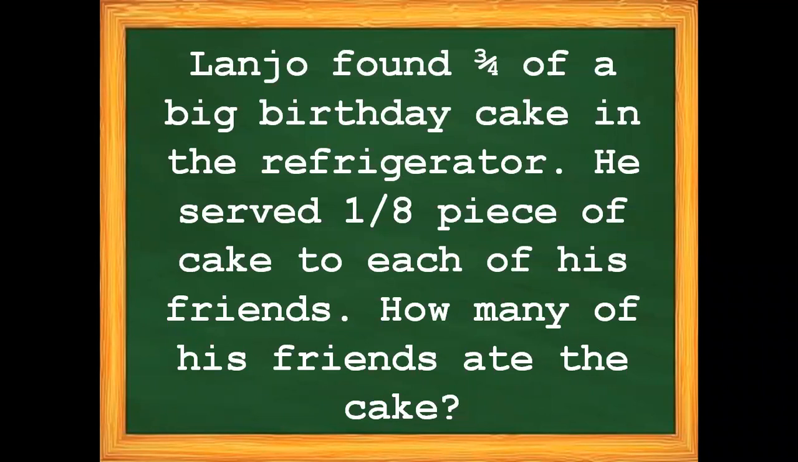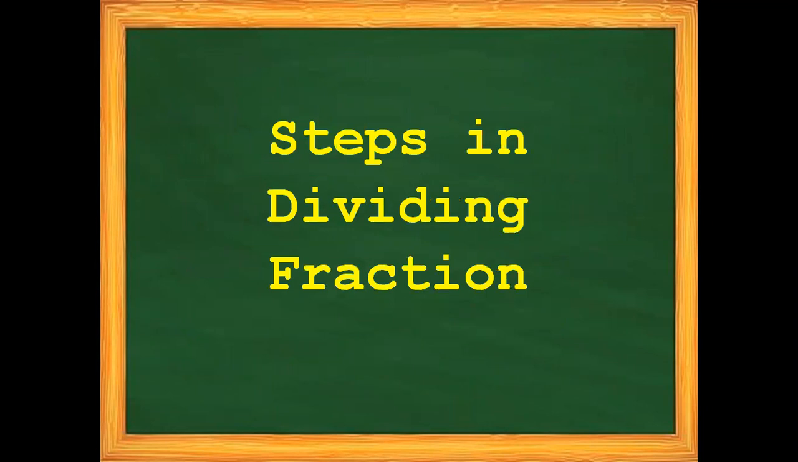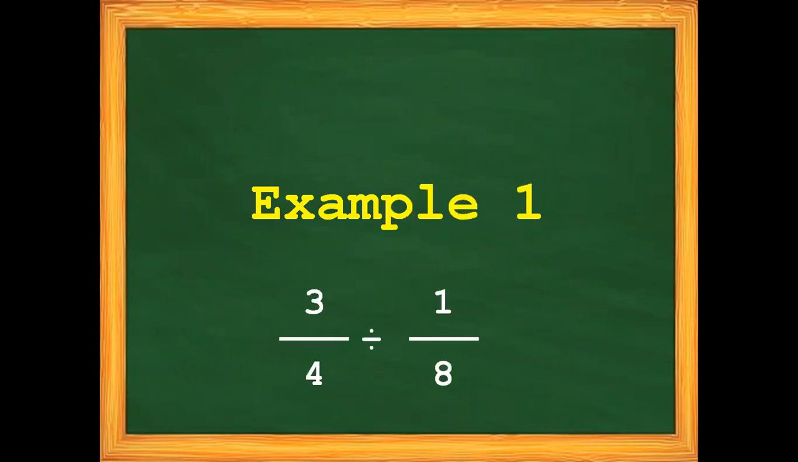Let's help Lanjo in solving his problem. So what are the steps in dividing fractions? So for example, number 1, we have 3/4 divided by 1/8. Those are the givens in Lanjo's problem.